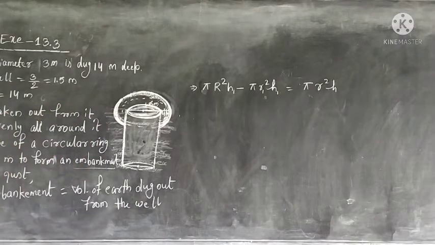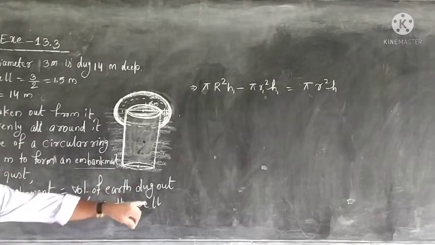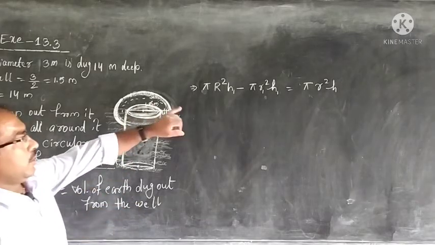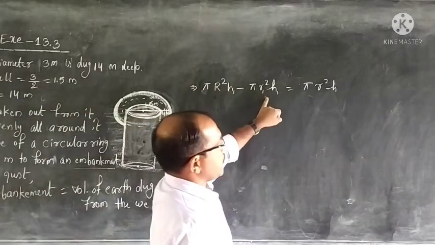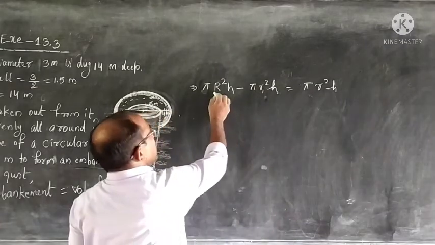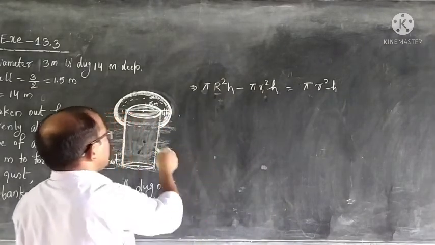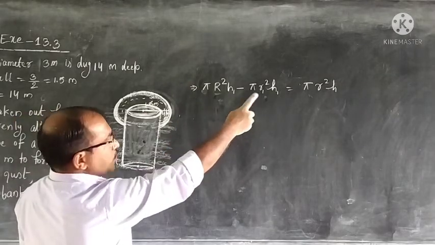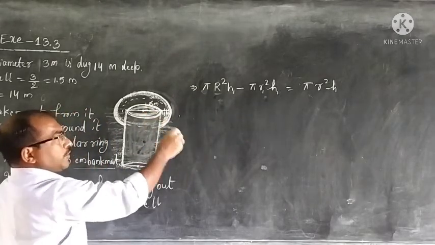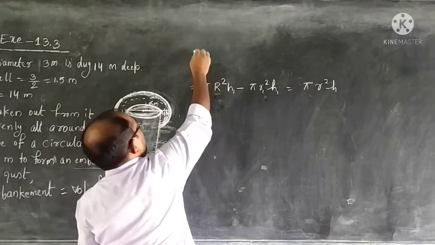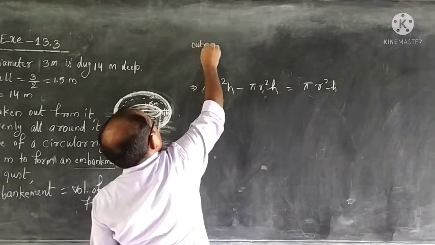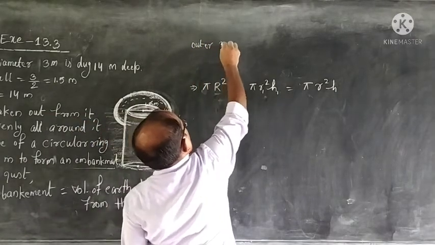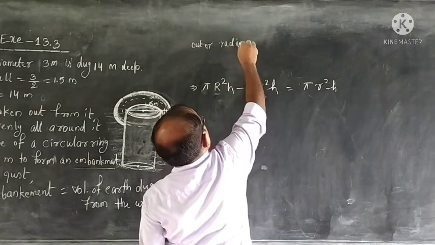We came to know the volume of the embankment will be equal to the volume of earth dug out. So, outer volume minus inner volume, but where is the outer radius? The height of the embankment is h1, and pi r square h uses the radius and height of the well. So, we will mention here the outer radius of the well. How much will the outer radius be?